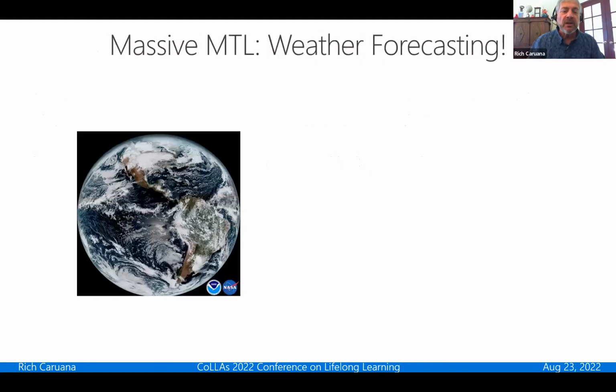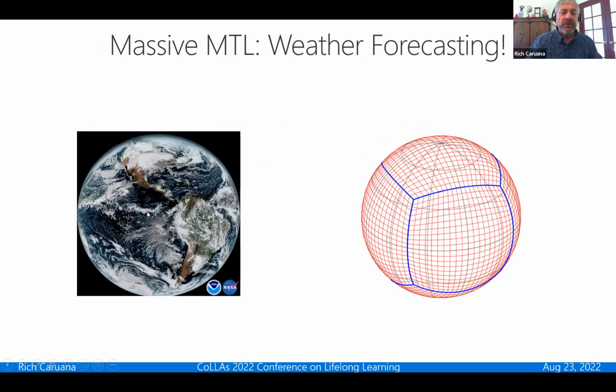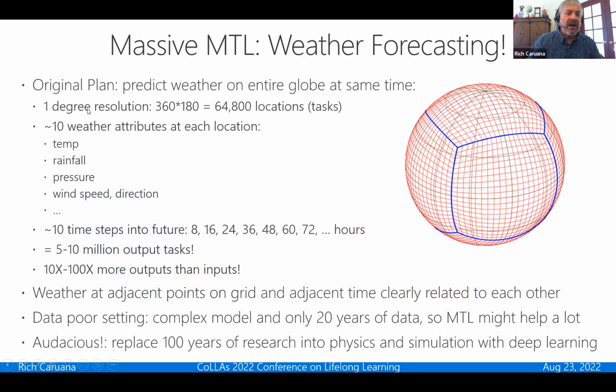My idea in the late 90s was, let's do massive multitask learning for weather forecasting. Let's try to predict weather at every point on the surface of the Earth, all at the same time. So at every point in this grid, we're going to predict the weather all in parallel. These are all going to be outputs. We're going to try to predict all the variables at the same time, temperature, precipitation, cloudiness, wind, and we're going to try to predict at all scales going forward at each of these grid points. So we've got, let's say, 1 degree resolution, which is actually very coarse for weather, but let's start there. That's 64,000 output locations. We've got maybe a dozen weather attributes at each location: temperature, rainfall, pressure, things like that.